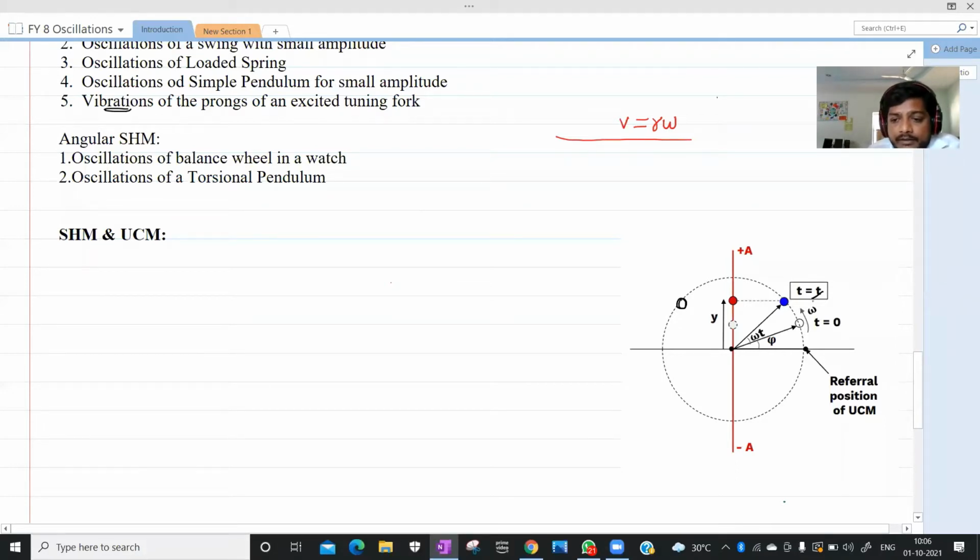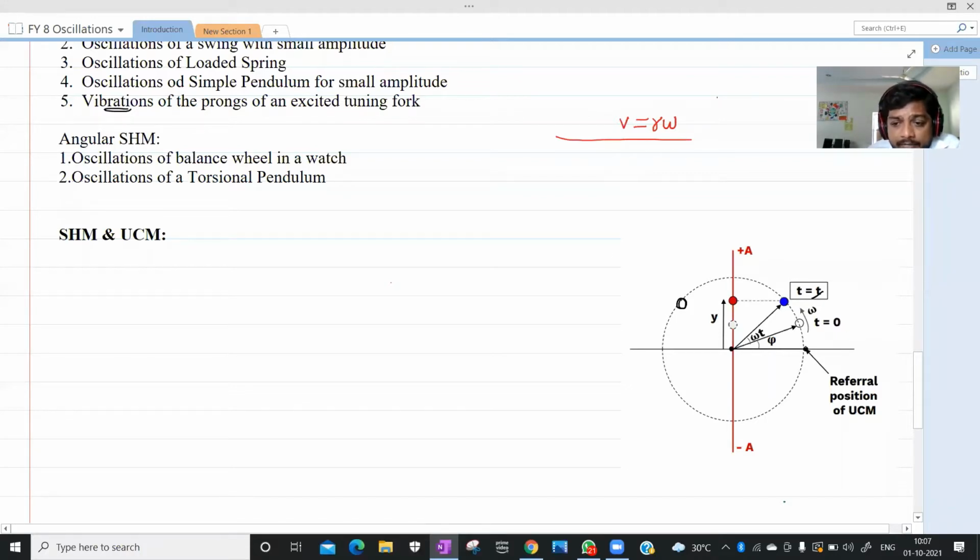Observe. Uniform circular motion means any particle or body rotating about a particular point in a circular orbit, in a circular form. That is called uniform circular motion. So here, what happens?